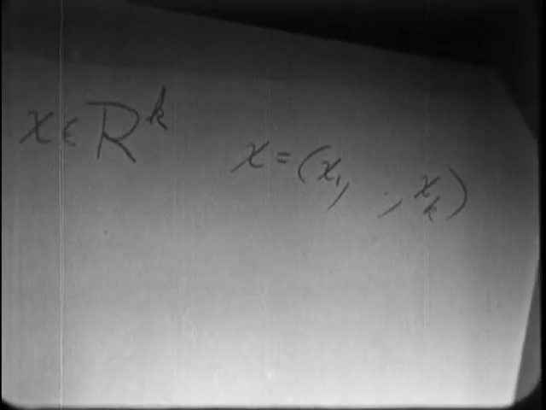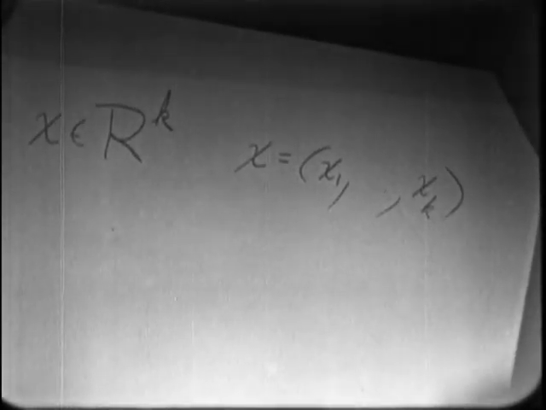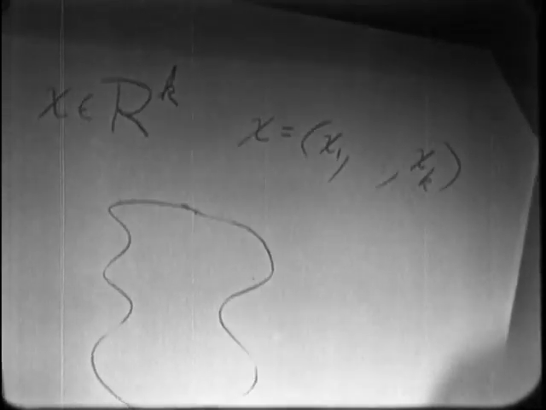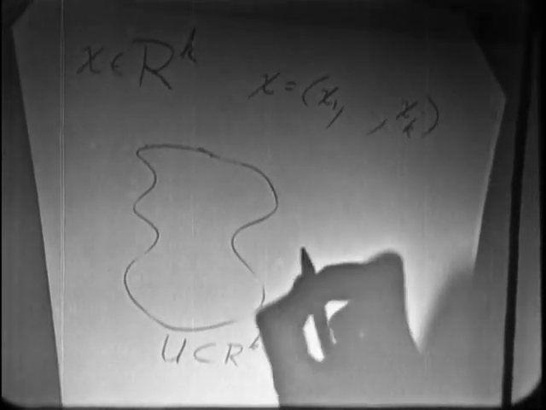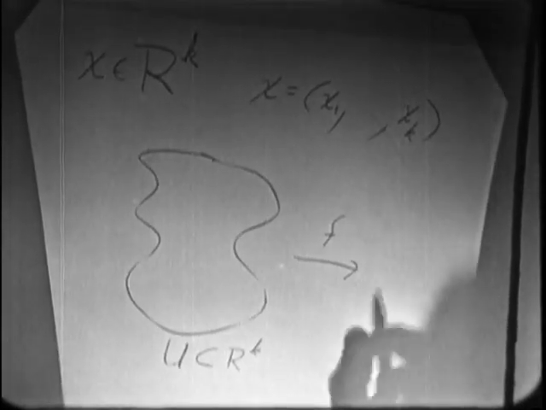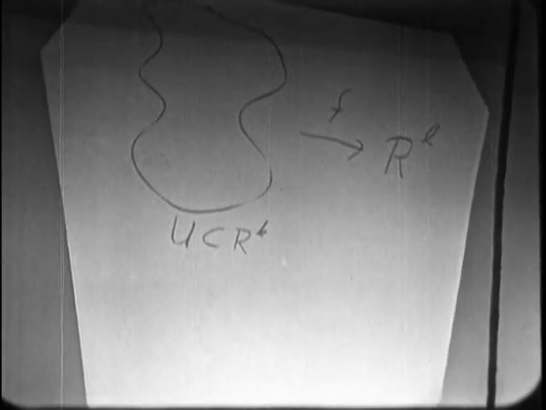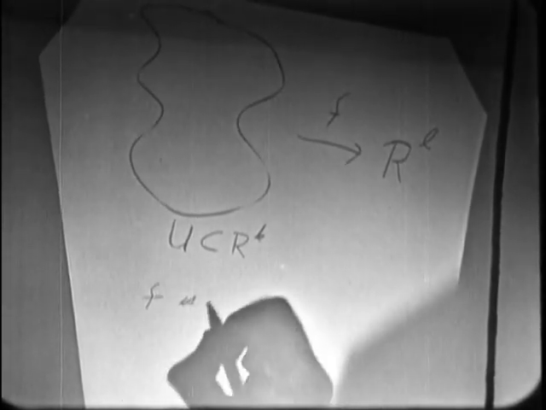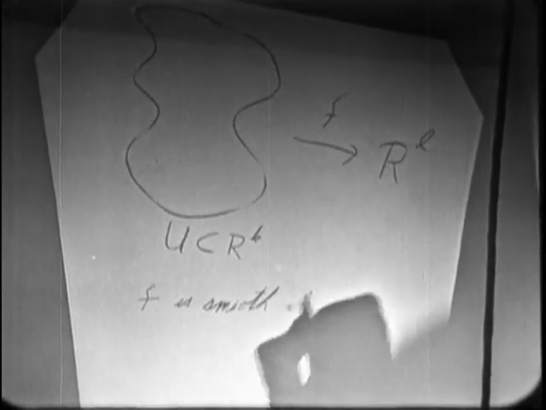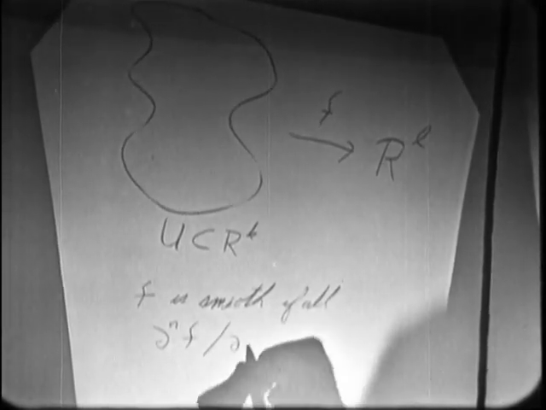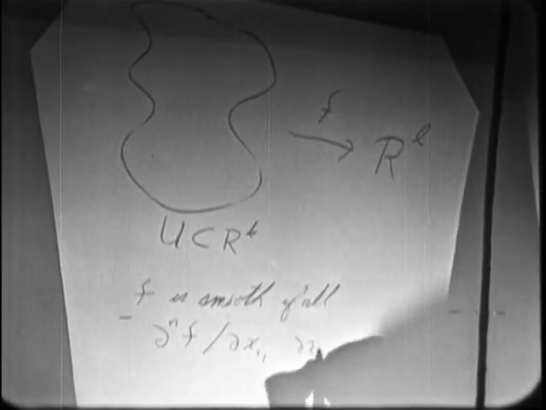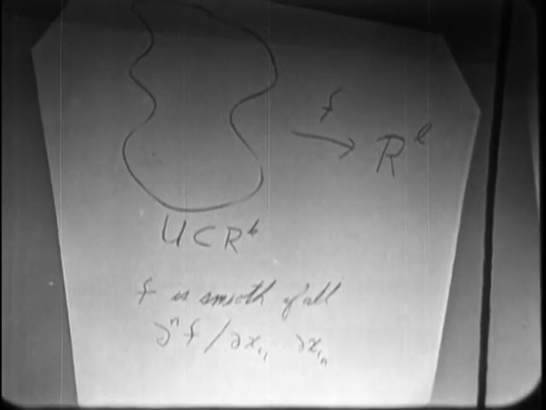And next we have to define the concept of a smooth mapping between Euclidean spaces. Or more generally, I'll consider an open set, say U in R^k, and a mapping f from this open set to some other Euclidean space, R^l. And we'll say that such a mapping f is smooth if all partial derivatives are defined and continuous. So if all, say, nth partial derivatives of f with respect to x_i1 up to x_in, if all possible partial derivatives are defined and continuous.